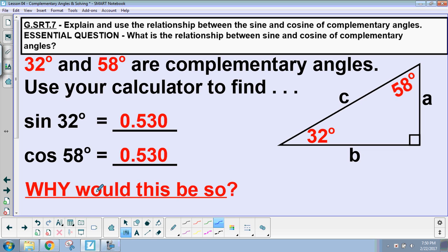Why would these be so? Well, remember, if we're looking at sine 32, that's opposite over hypotenuse, so that's a over c for this side. And over here, cosine 58, well, that's adjacent over the hypotenuse, which is a over c. So of course they're the same because they're using the same sides. Okay, these would be complementary. In fact, take notice, 32 and 58, add that up and what do you get? 90.